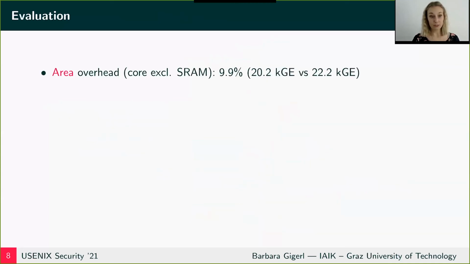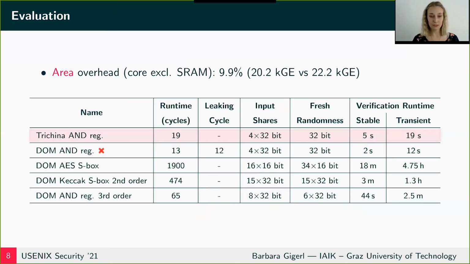We evaluated our approach, first of all, in terms of area, where we came to the conclusion that the area overhead of the core, excluding the SRAM, is about 10%. And then we tried to come up with some test cases which show that our verifier is also efficient. Here we have focused on S-boxes and masked multipliers, because when you construct a masked implementation, this is the hard part. And this is where leaks are very likely.